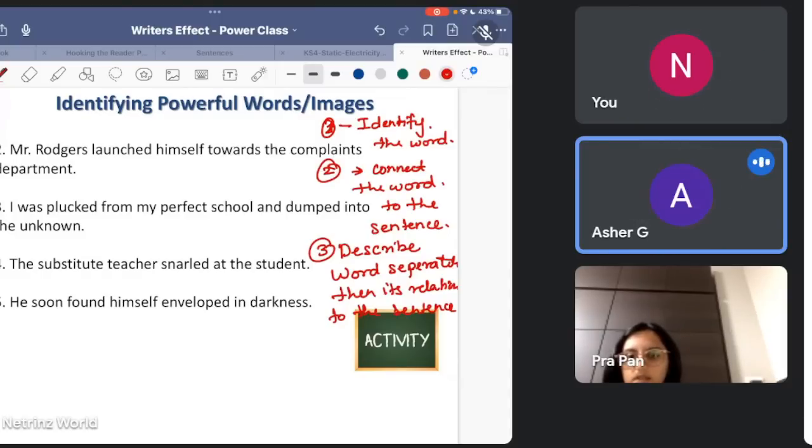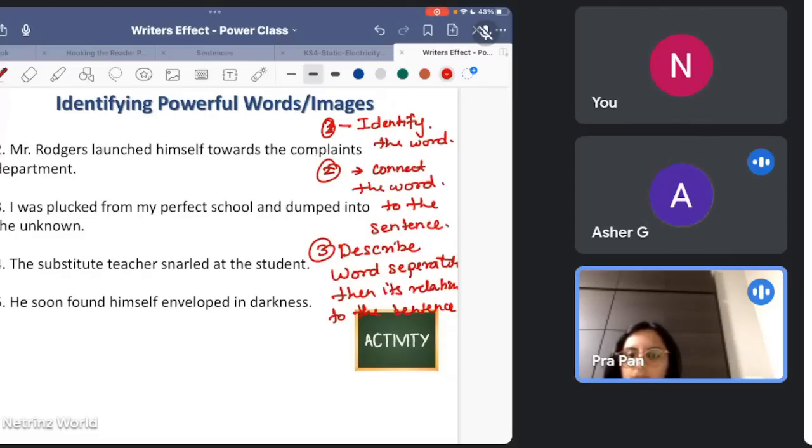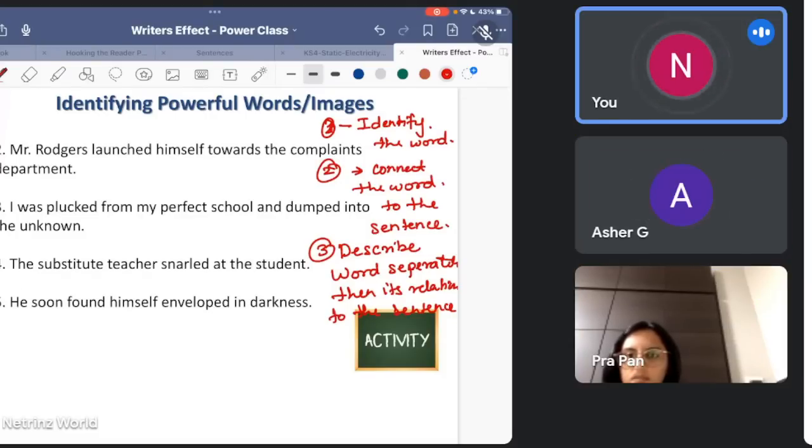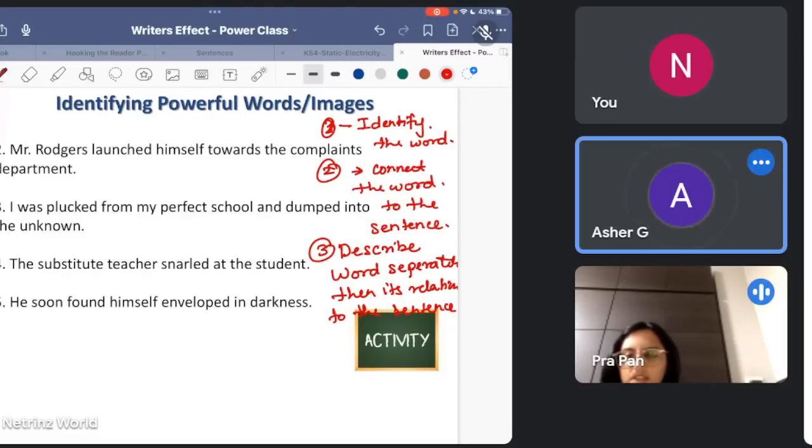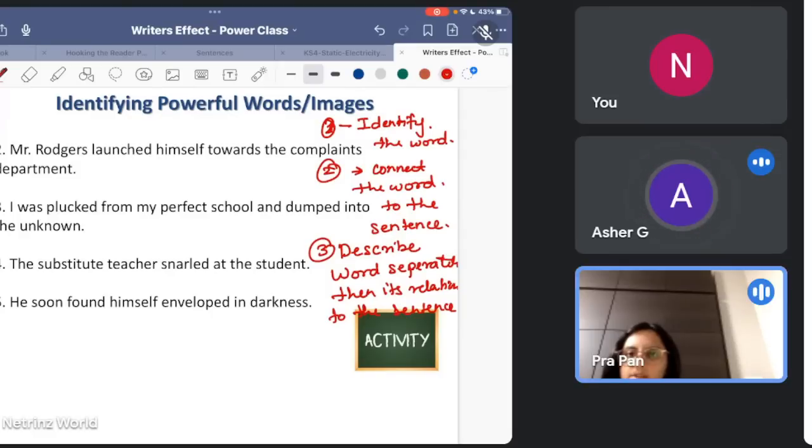Can there be more than one word? Yes, of course, you can have more than one. So I think it's "plucked", and the other one is "dumped into the unknown".